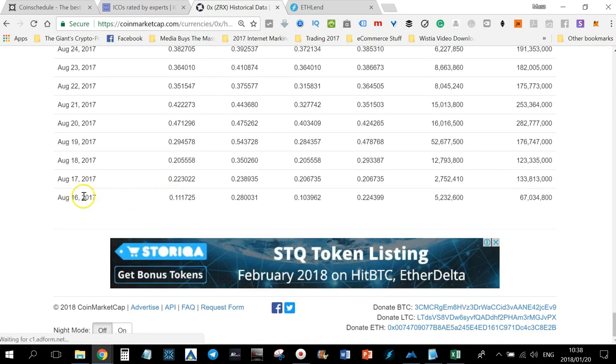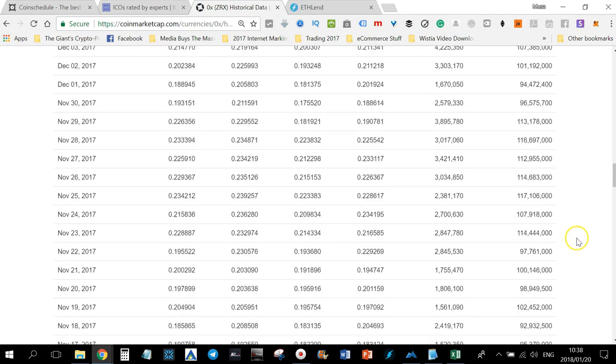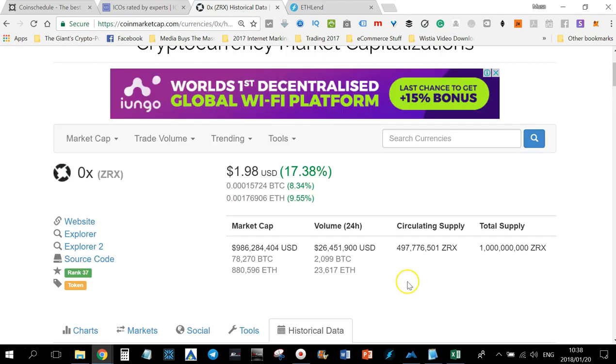So as you can see, it was listed on August 16th 2017, and it was 11 cents. It was less than 12 cents, right? 11 cents. And then let's take a look at how much is it today. So as you can see, it's almost $2 now.